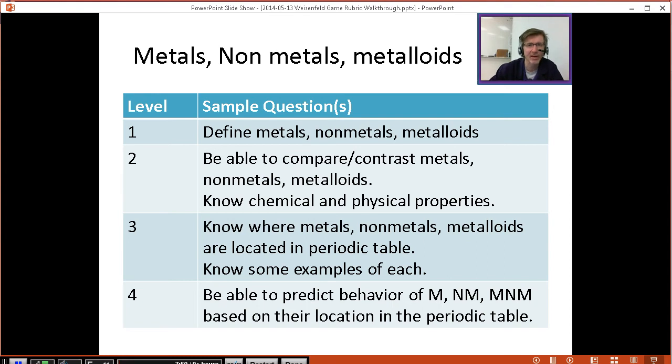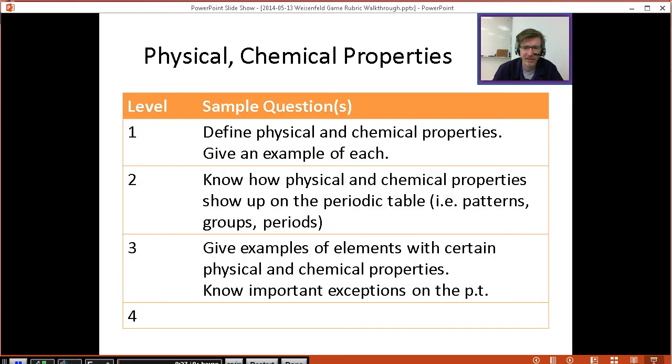So once again, we're talking about your game. Your game needs to use these words. Metals, nonmetals, metalloids. Your game needs to show me that you understand what those are. Okay, what is a nonmetal? What is a metalloid? This is the rubric line that talks about you showed me that you know what you're talking about when it comes to metals and nonmetals. For level 4, you need to be able to predict behaviors of metals or nonmetals based on their location. All right, and then level 3, where they are in the periodic table, and then use examples.